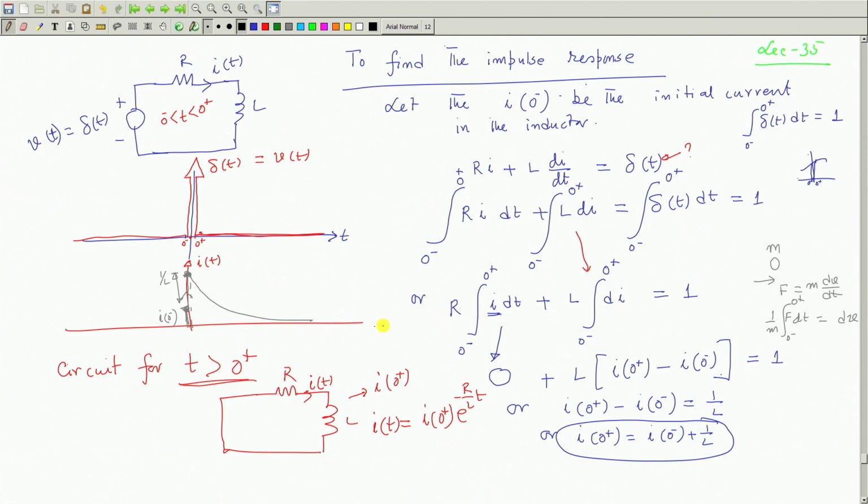So, after that the circuit will be like this. Now, the question is, such a circuit can have a current provided there was some initial current. If there was an initial current I 0 minus, which will be known to me, what does the impulse do? It changes that initial current to I 0 plus following this relationship. Got the point?